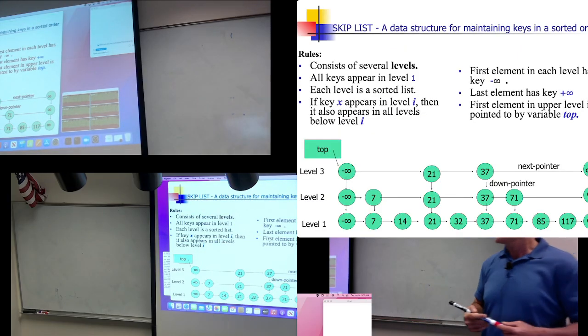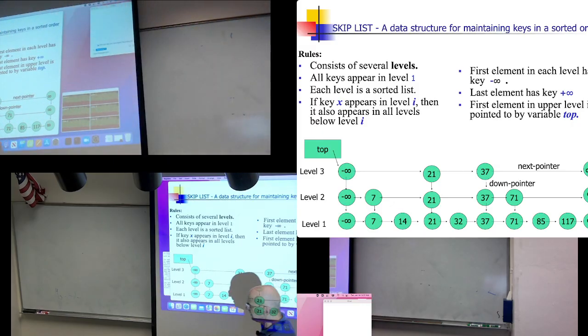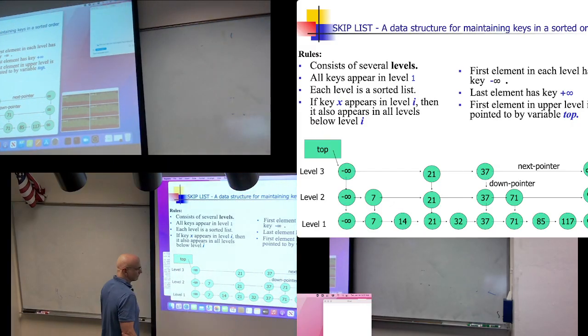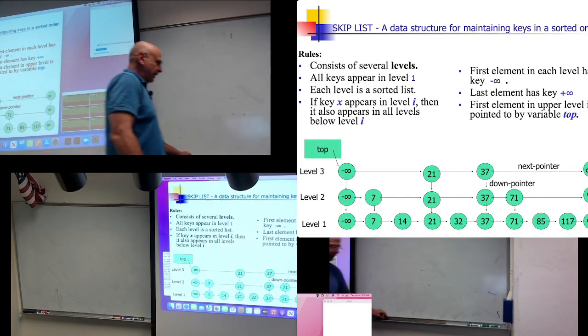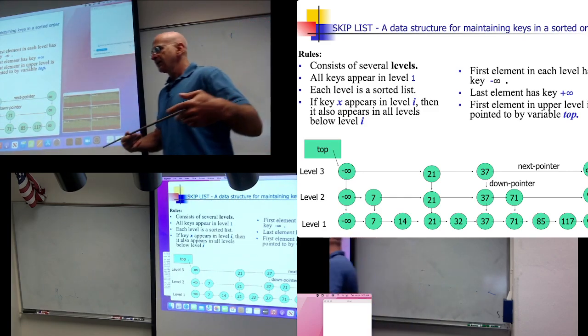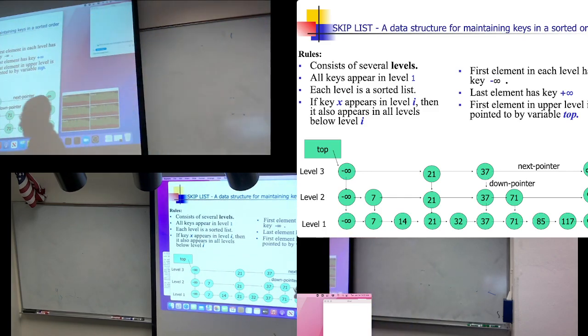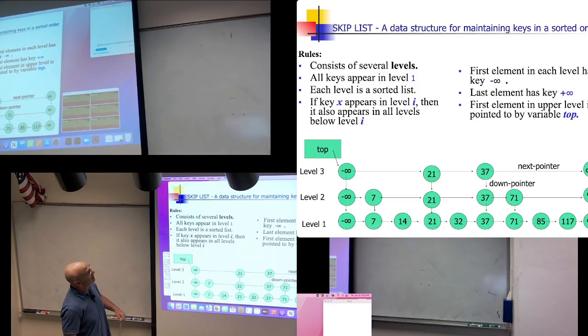Okay, now let's talk about SkipList. If you haven't seen SkipList, I'll first draw a lot of rules, and then all these rules will start to make sense. But when I list all these rules, they will sound very archaic. So, a SkipList is a data structure that maintains keys in a sorted order.